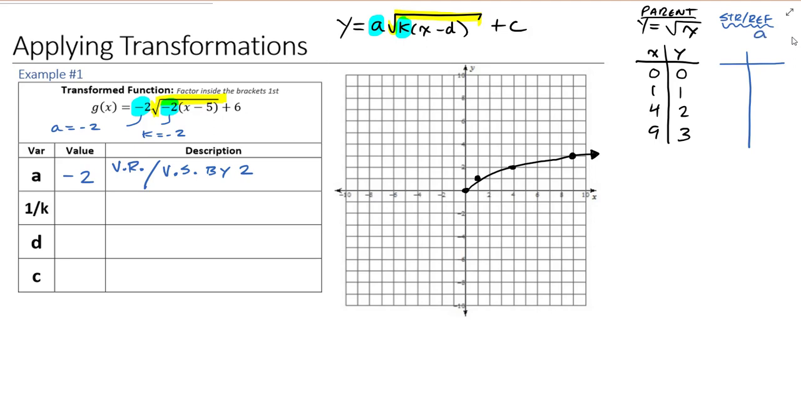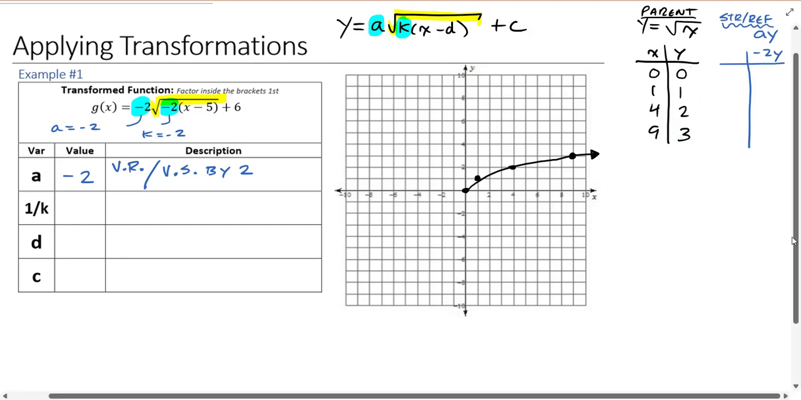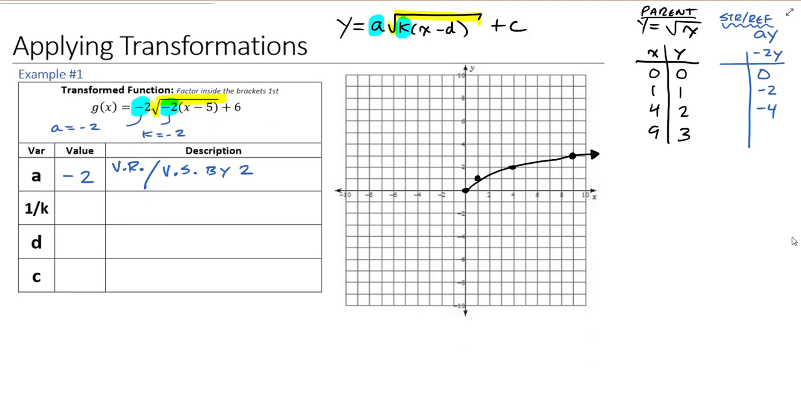Let's start with the y coordinates. We multiply all the y coordinates by a. We said a is negative 2, so we're going to multiply all the y coordinates by negative 2. I'm going to write negative 2 times y over there. So I'm going to take all of these and multiply them by negative 2. 0 times negative 2 is 0. 1 times negative 2, 2 times negative 2, 3 times negative 2. Notice we've transformed those points. They're negative now where they were positive and they've gotten larger. So that's the reflection and the stretch happening.